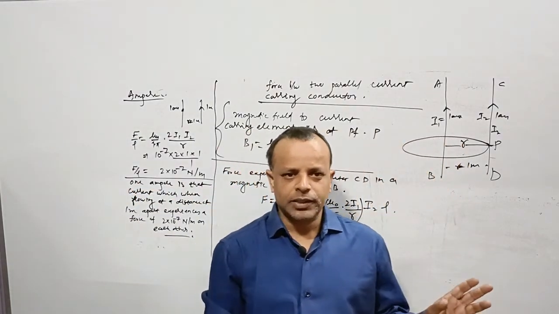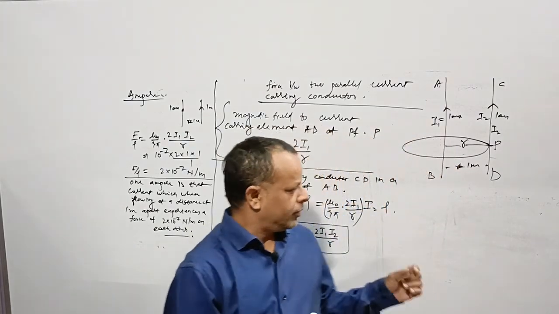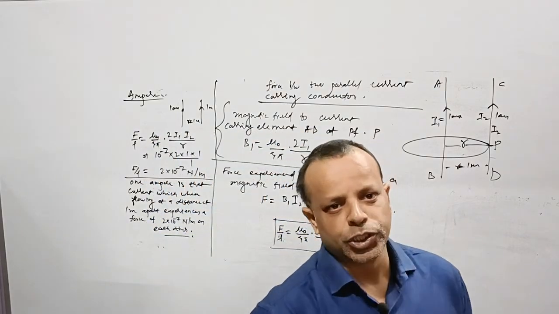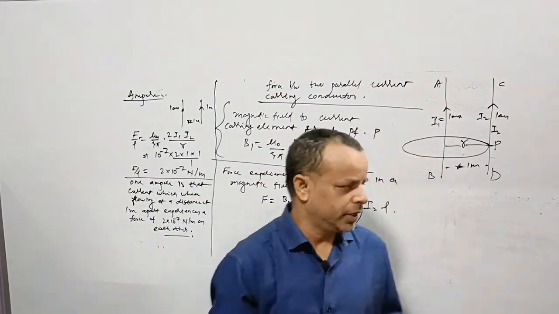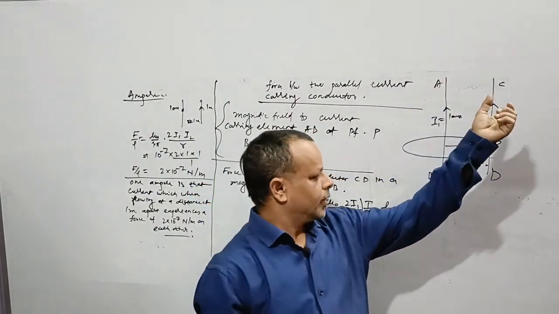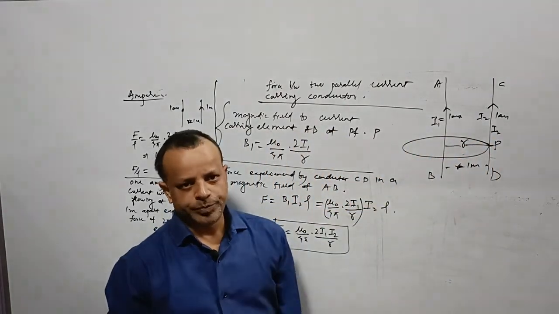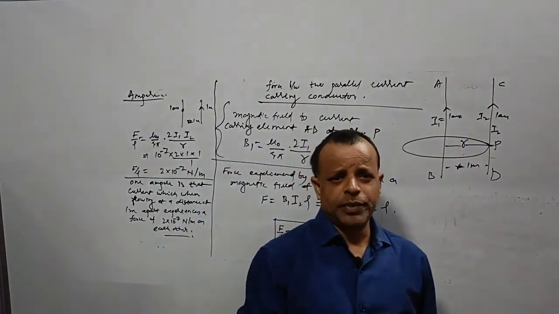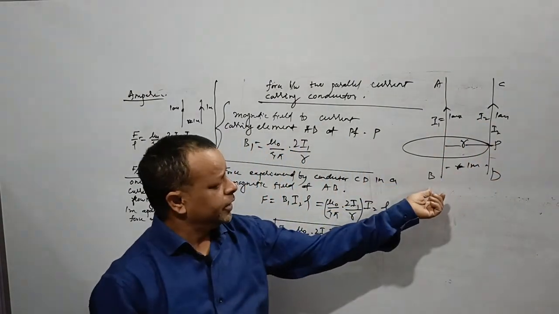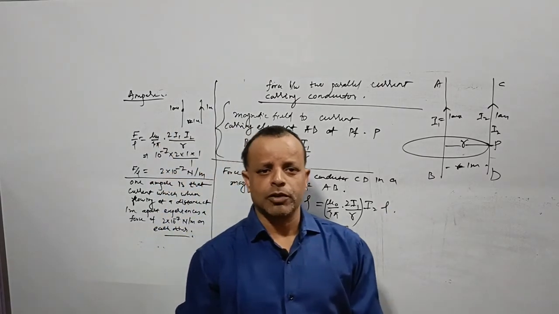Generally in the CBSE examination, after deriving this, they ask for the definition of ampere on the basis of this. We took I1 as 1 ampere, I2 as 1 ampere, and the distance between them as 1 meter. Then we say that 1 ampere is that current which, when flowing at a distance of 1 meter apart, experiences a force of 2 into 10 to the power minus 7 Newton per meter on each other.